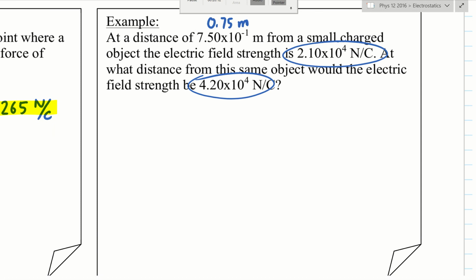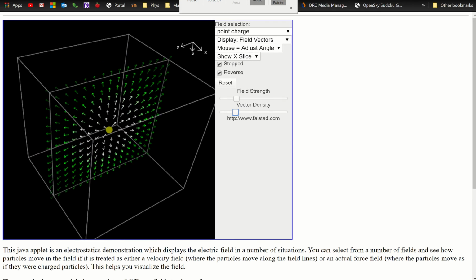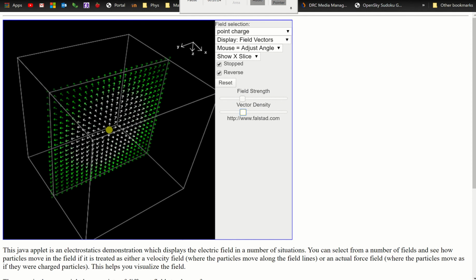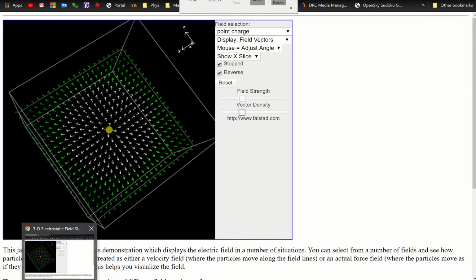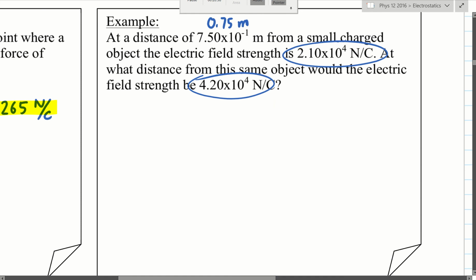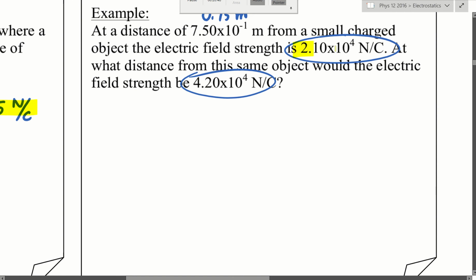So what did we do to the distance? Did we get closer or did we get further? Now go back and look at this diagram again. Remember, the closer you get to it, the stronger the electric field. The closer you are to a charge, the stronger the electric field. It makes sense. The closer you get to a fire, the hotter it is, the higher the temperature. The closer you get to a planet or a black hole, the stronger the gravitational field, right? So we are getting more electric field. Therefore, we're getting closer.